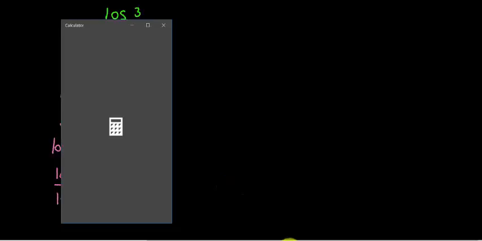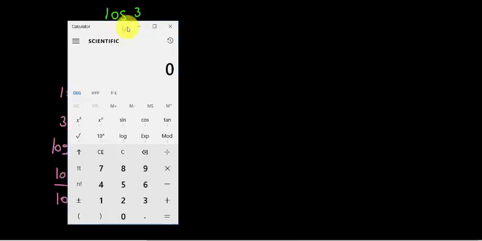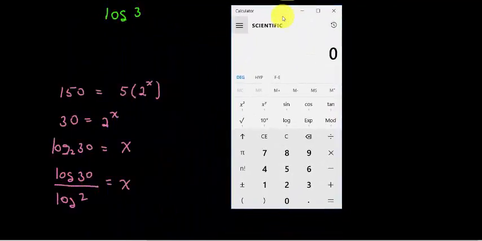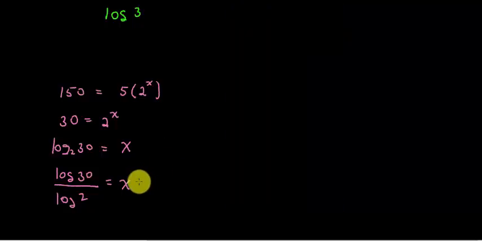If I plug that into the calculator, the calculator always jumps up right in front of the problem. Okay, so let's do that. So let's do 30 log base 10, and then divided by 2 log base 10. We hit our equal sign, and that gives us 4.906. So we'll say 4.91, and so that gives us that x is equal to 4.91, and that would be the answer.